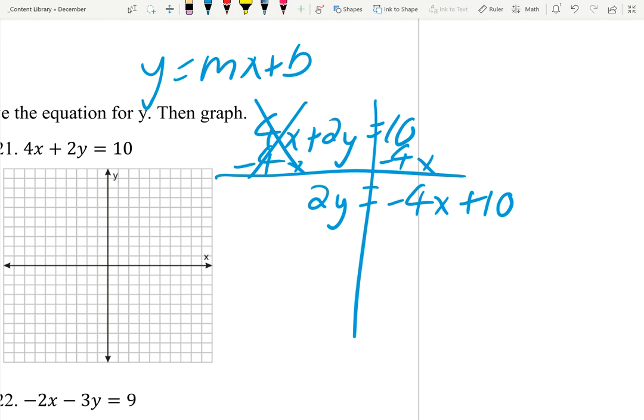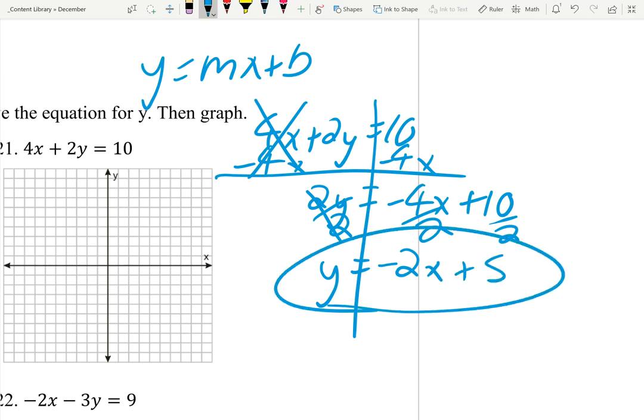However, we still have to get the y by itself. So we divide by this 2. And we'll have to divide everything by 2, not just one term, but all three of them. So we end up with y equals negative 4 divided by 2 becomes a negative 2x. It's still part of that term. And then 10 divided by 2 is 5.